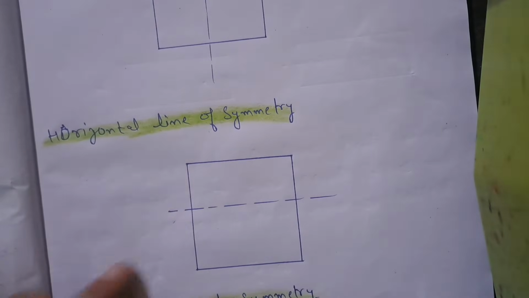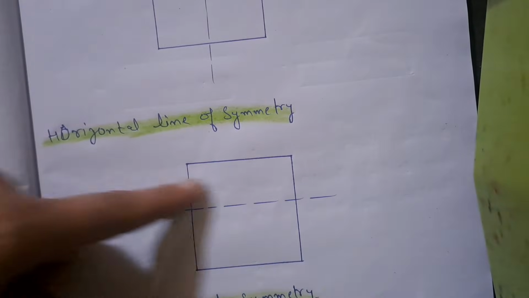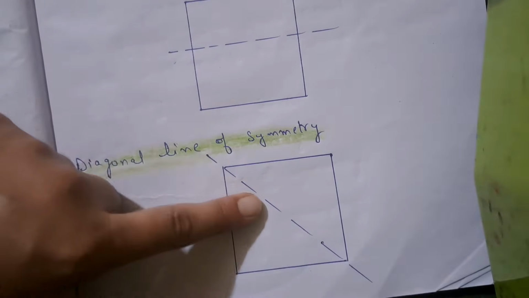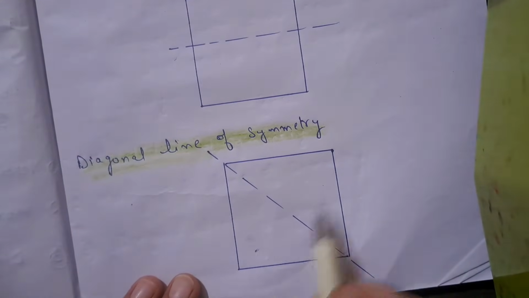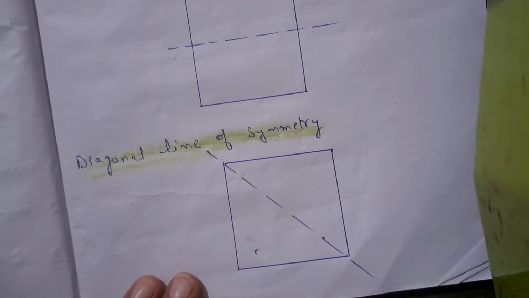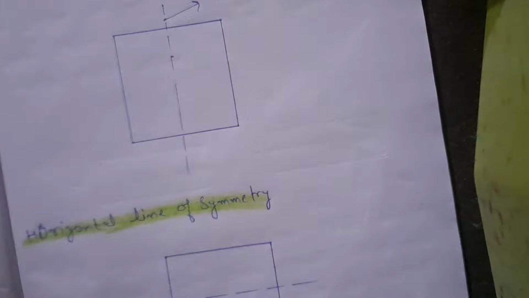Okay, now horizontal line of symmetry. This is the horizontal line which divides the figure into two equal halves. And what is a diagonal? A diagonal line that divides the figure into two equal halves, both halves exactly match each other. I hope you understood.